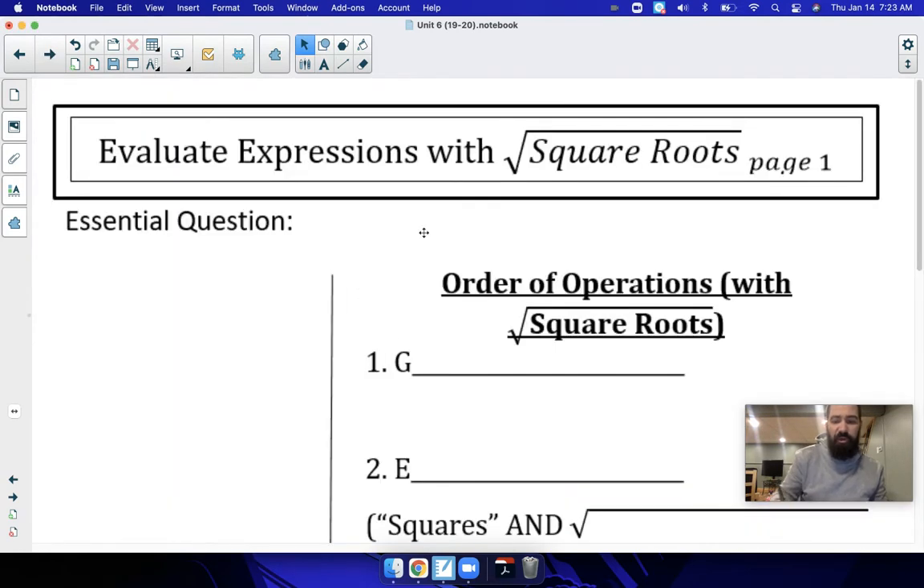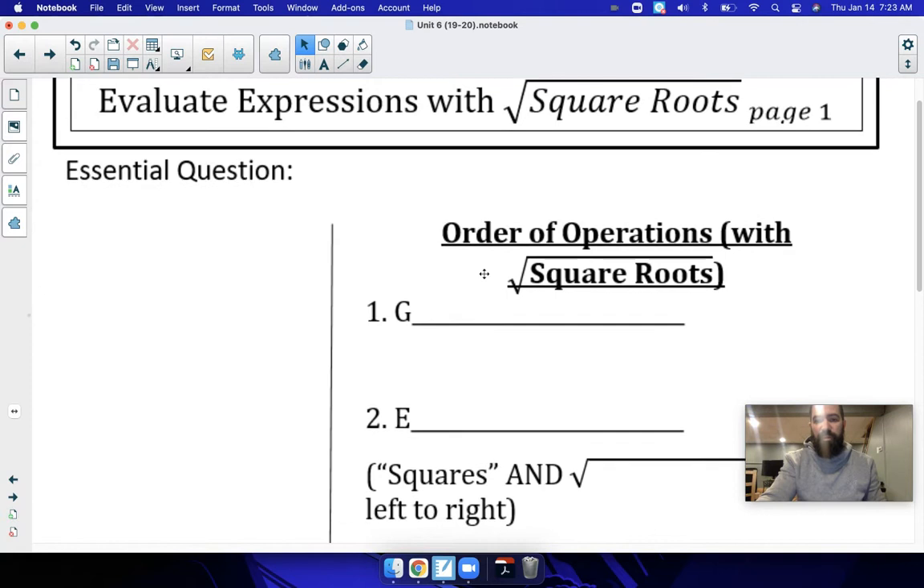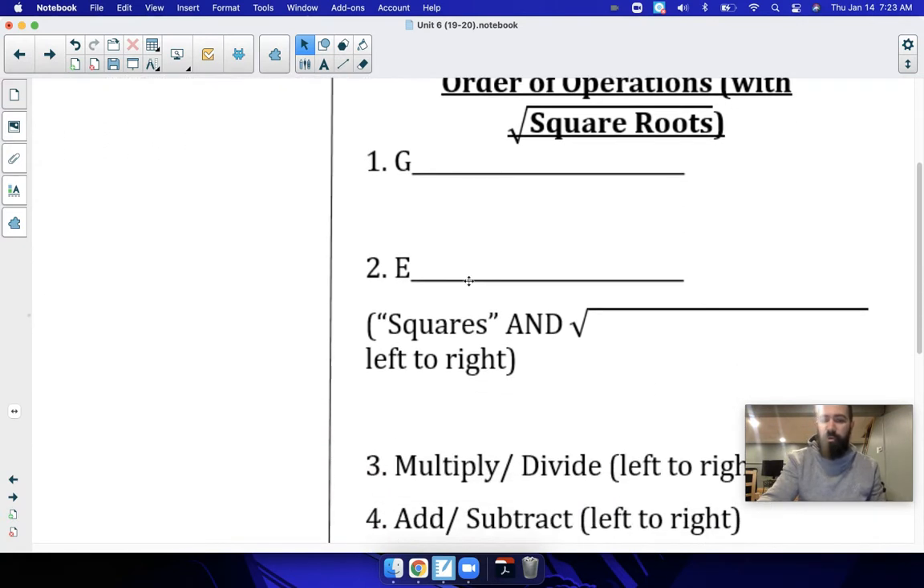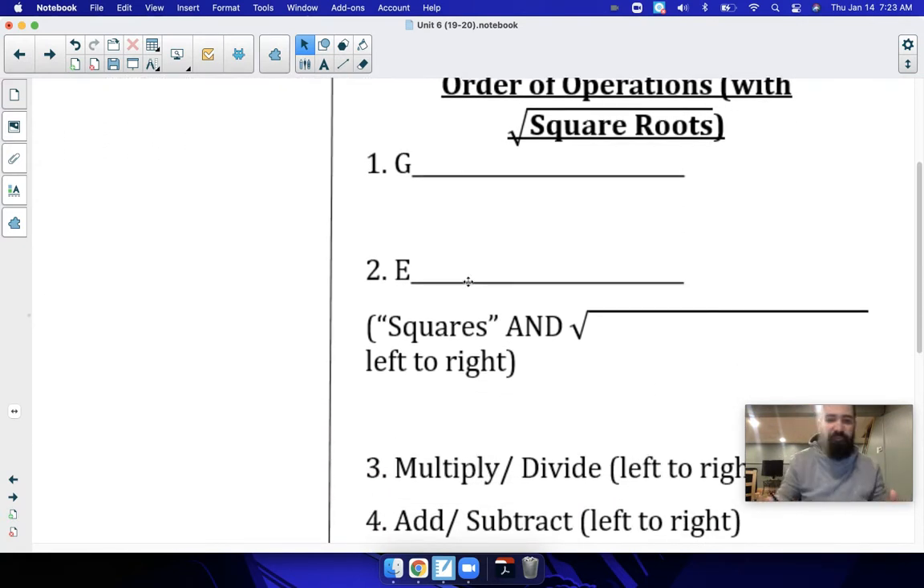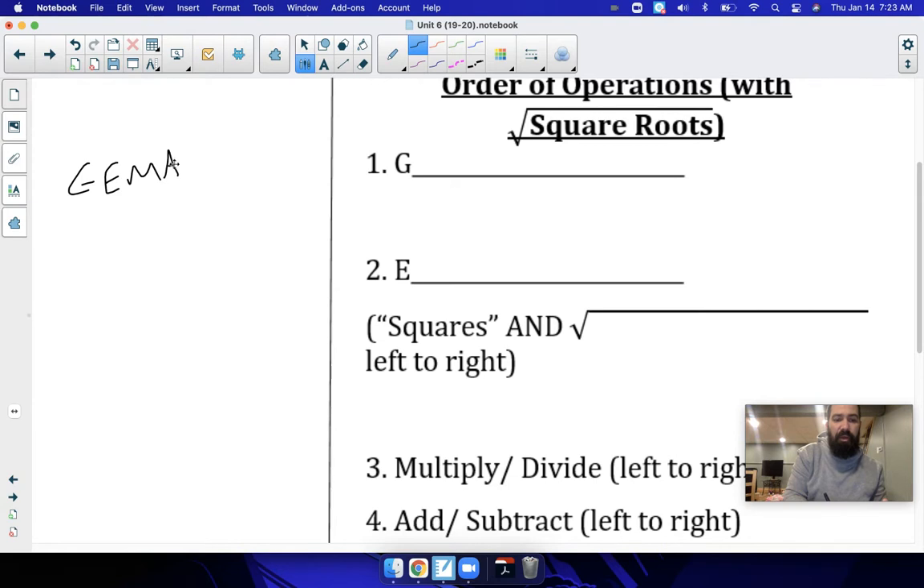First page of our notes, evaluating expressions with square roots. You want to remember your order of operations. Remember, we typically had PEMDAS before, but we changed that up. We changed that to GEMA, G-E-M-A. And remember, G means groupings, so parentheses, brackets, more than just parentheses, which is why we're calling it groupings instead.